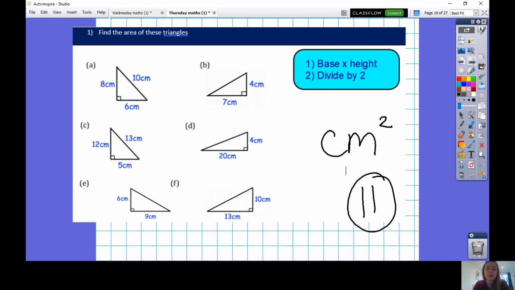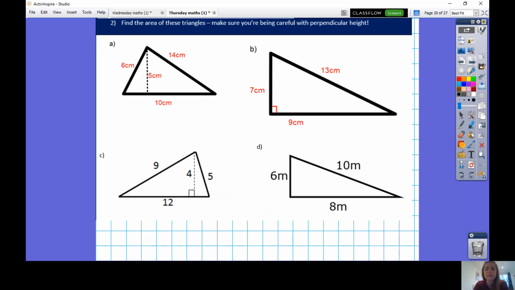Okay, so you should have answered all 6 of those questions and we're ready to move on to the next step. Just double check you've put your unit of measurement in for all of the questions as centimetres squared. Also, double check and make sure you did the base times the height and then divided by 2. Don't forget to divide by 2. For this next group of questions, it's the same thing.